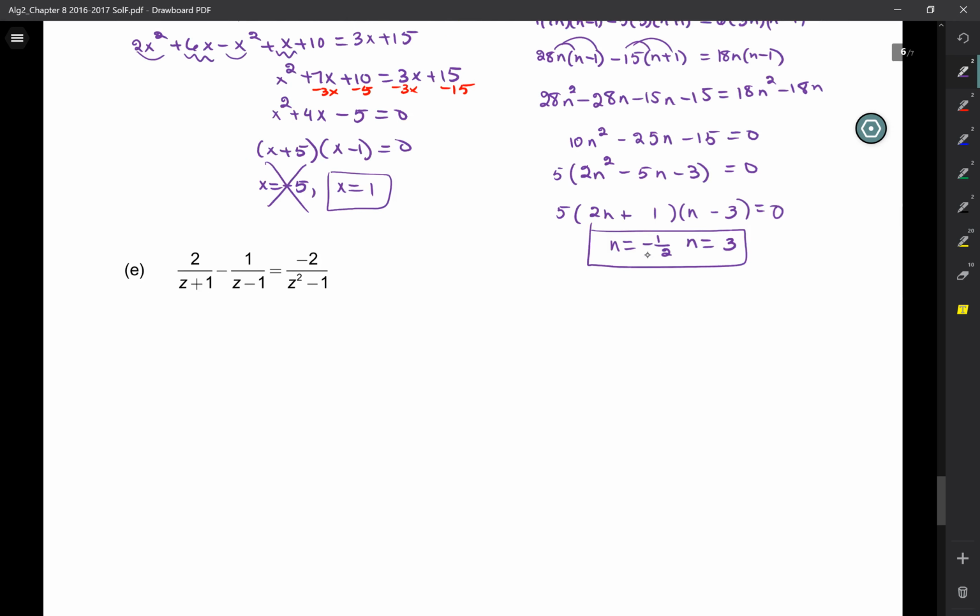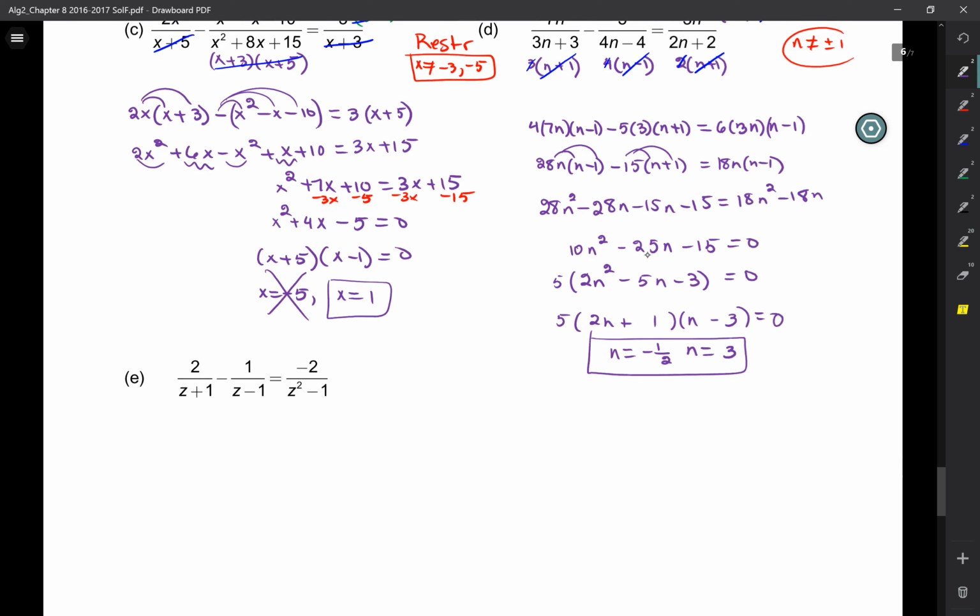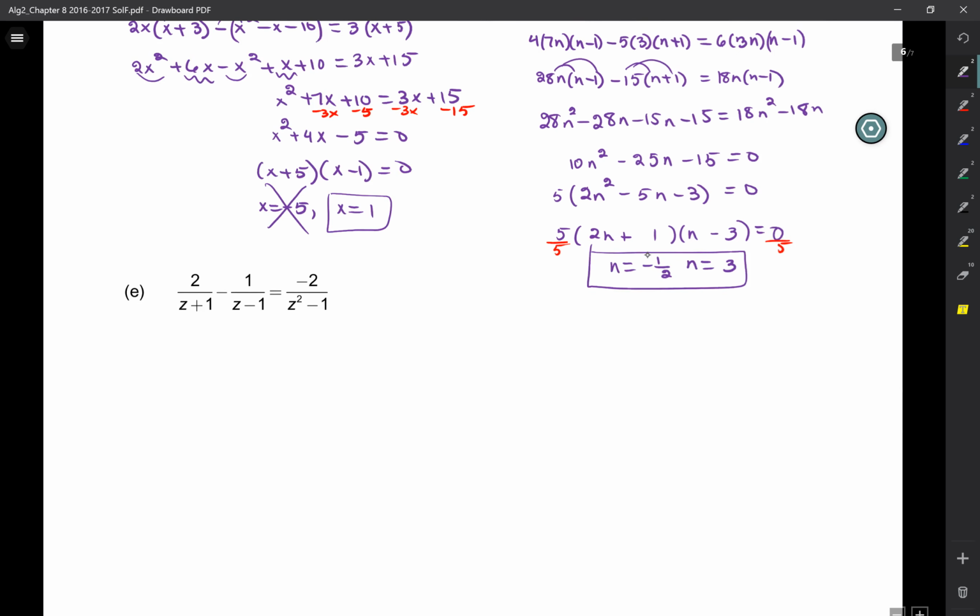Wait, go back up. So there are two answers, -1/2 and +3. Neither of them are restrictions, so we're good to go. Wait, but you don't do anything with the 5? No, because the 5 will divide out. So you can divide both sides by 5 and it'll go away. So when we get to this point, what we do is we just set the binomials with variables equal to 0.